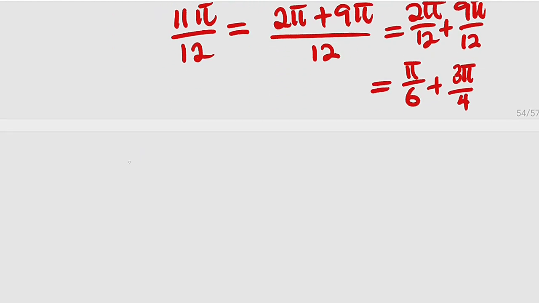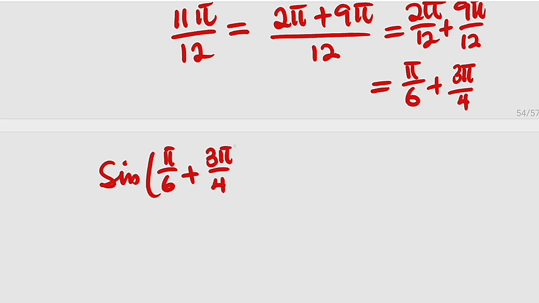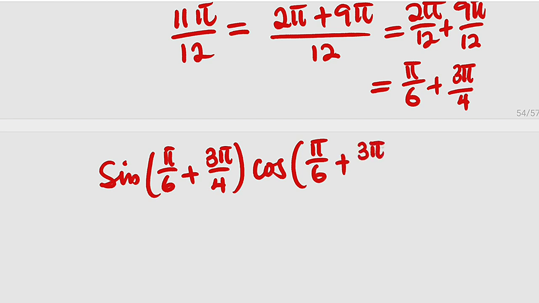Therefore, we have sine of pi over 6 plus 3 pi over 4, then multiplied by cosine of the same thing because the two angles are the same: pi divided by 6 plus 3 pi divided by 4. Now we are going to apply the angle addition identities to simplify these two expressions.